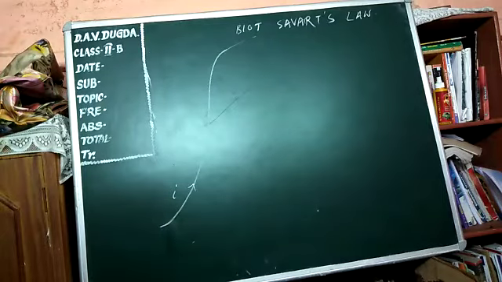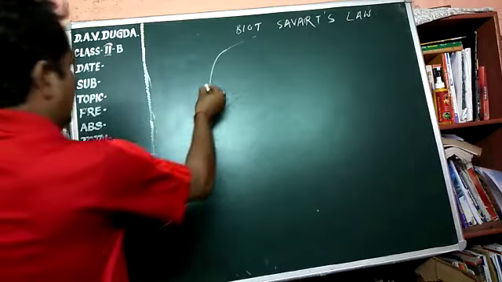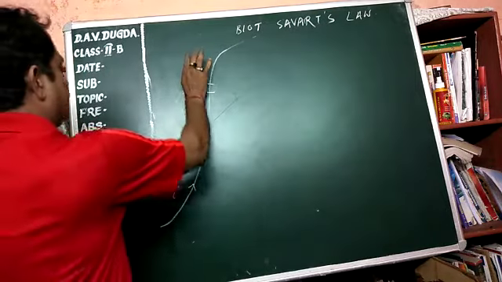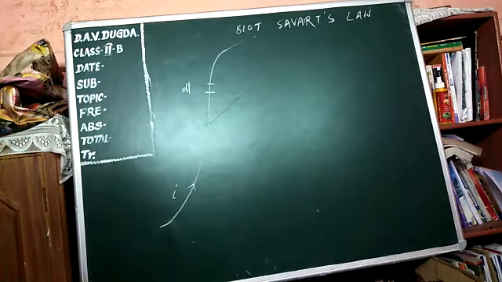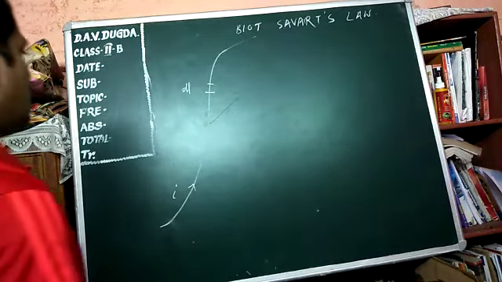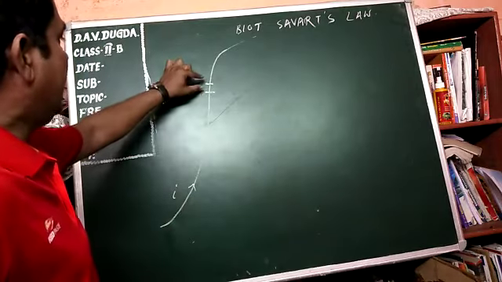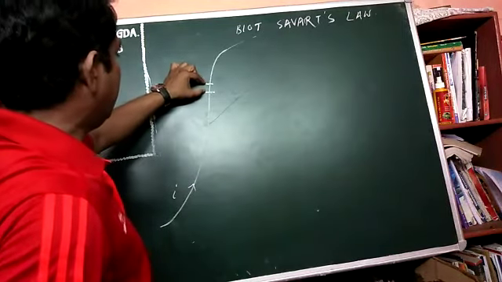What Biot-Savart proposed is that if current is passing through a wire, and if we consider any very small length, del L, very small, then the product of I and del L is termed as current element. And for this element, this del L length is very small.